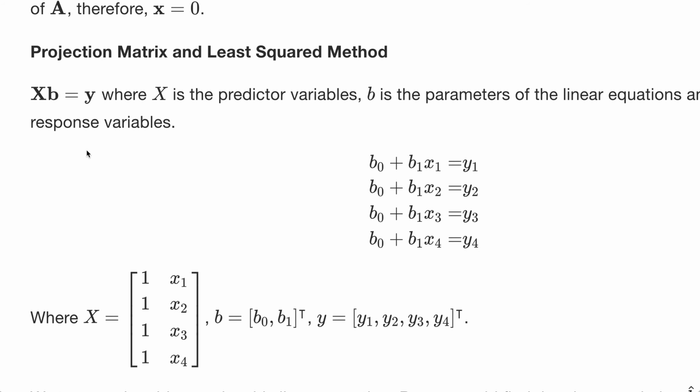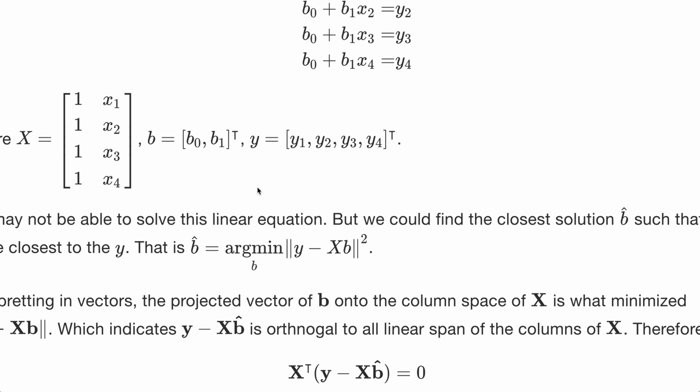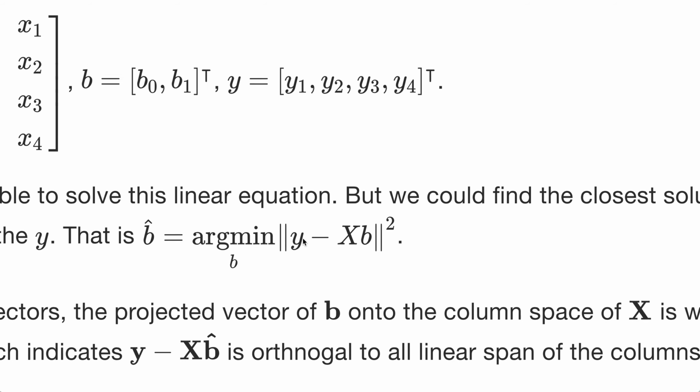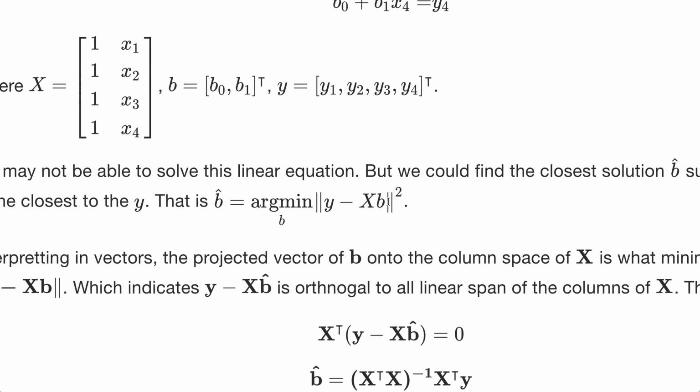Xb is as close as possible to y. So we are trying to minimize the norm of y minus Xb. We're trying to find a vector b such that y minus Xb is minimized.